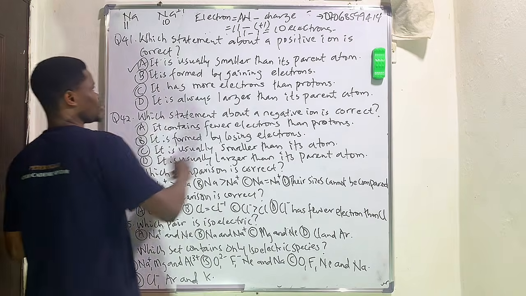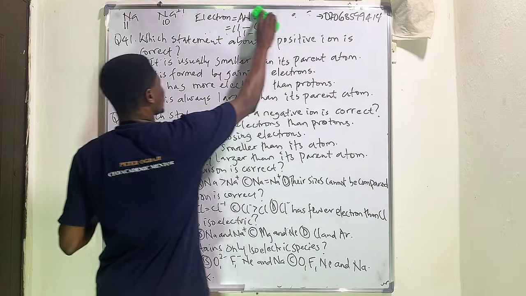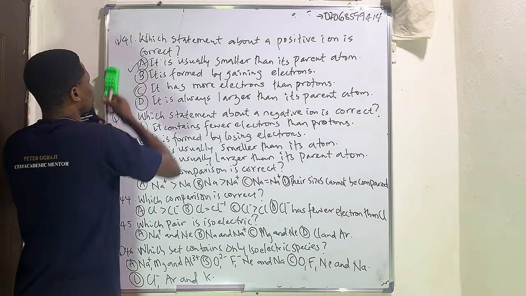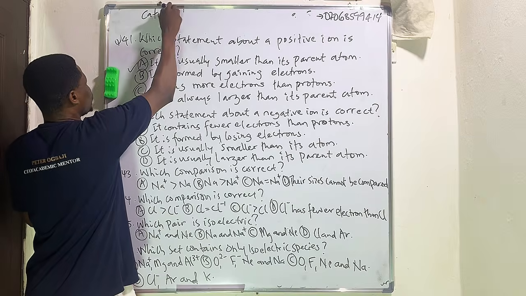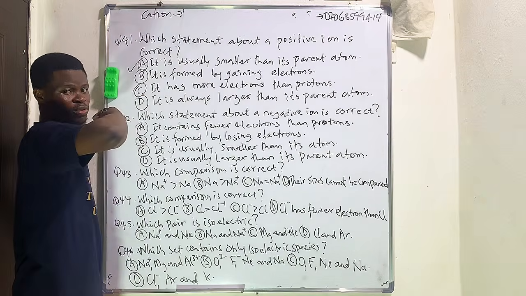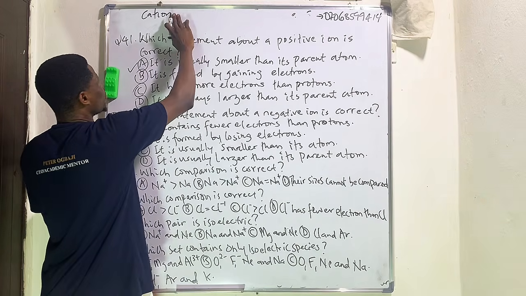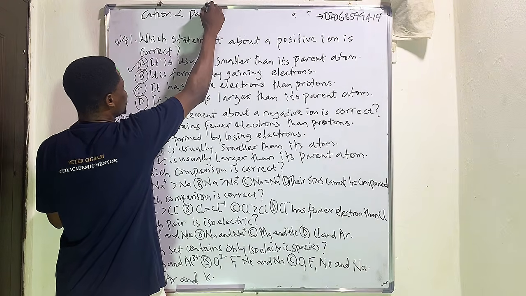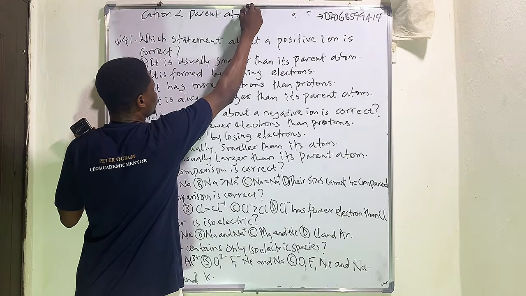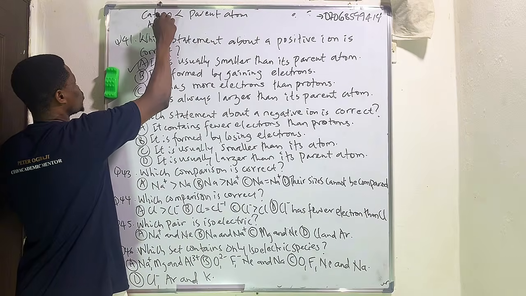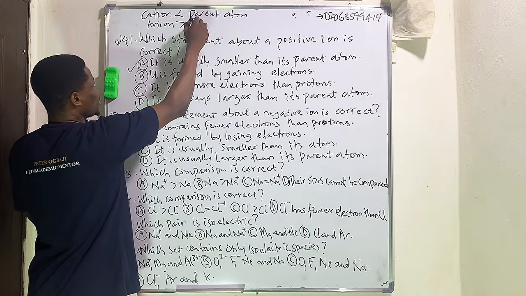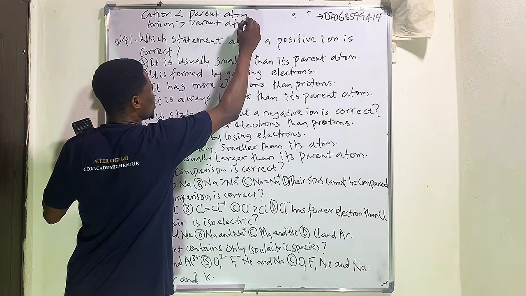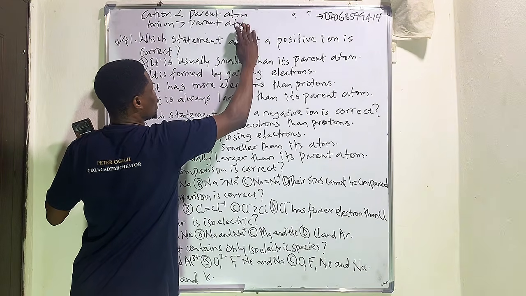So cations, let me make this statement. Cations, when we say cations, these are electropositive, right? Cations are usually less compared to their parent atom, while anions are greater than their parent atoms.